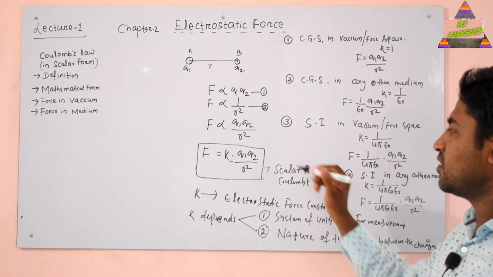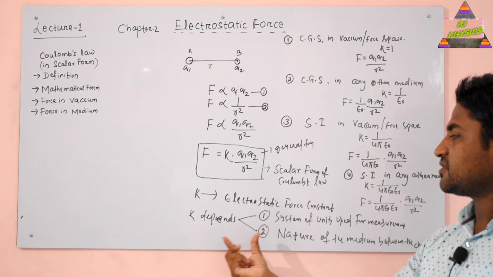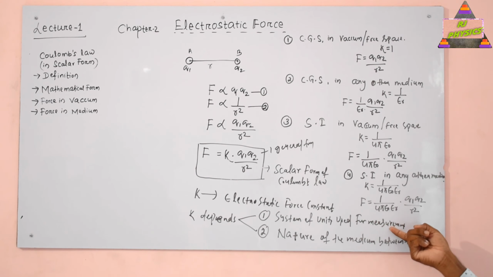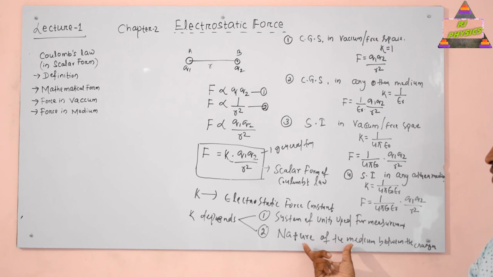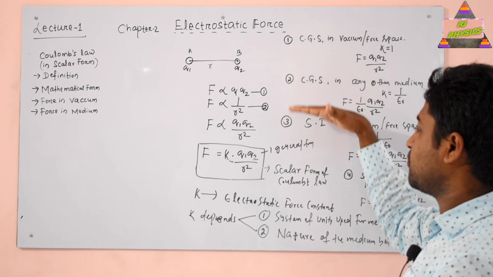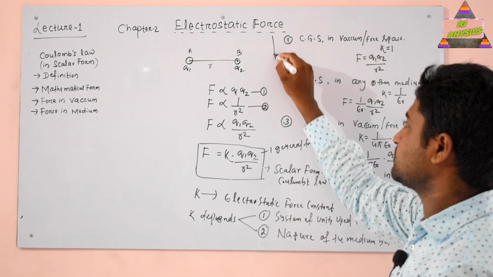Next, here is k. k is a constant of proportionality, which is called the electrostatic force constant. But this value of k depends on two things. One is the system of units used for the measurement of the force, charges and distance, whether it is SI or CGS. And second, it also depends on the nature of the medium that is present between the two charges, whether they are placed in vacuum, air or free space, or in any other medium. So here we have four different cases.